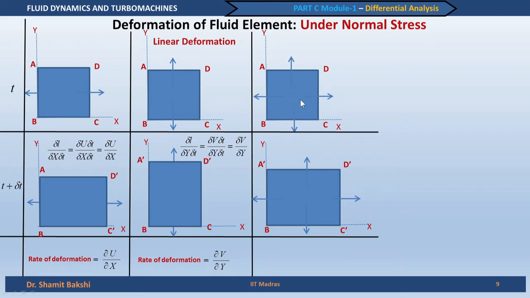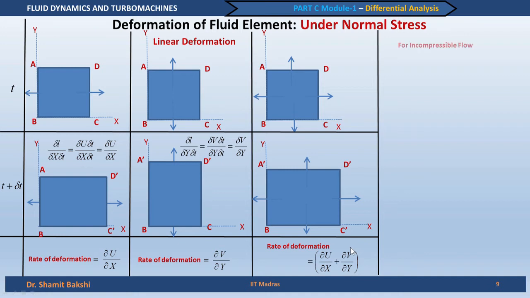And if we consider that, then we find that the total rate of deformation of this fluid element is actually del u by del x plus del v by del y. As we have considered an incompressible flow here, this thing actually becomes 0. So, for an incompressible flow, which has been considered for this derivation, del u by del x plus del v by del y is equal to 0. So, the linear deformation for an incompressible flow is actually 0.